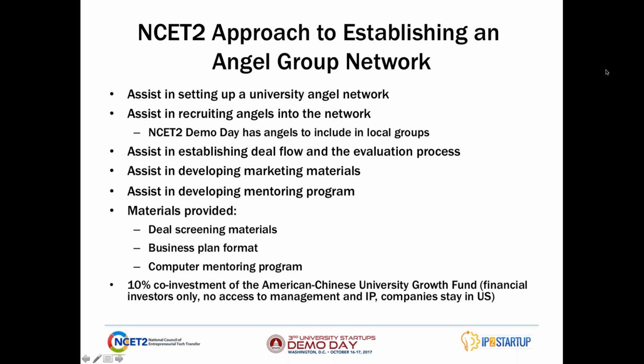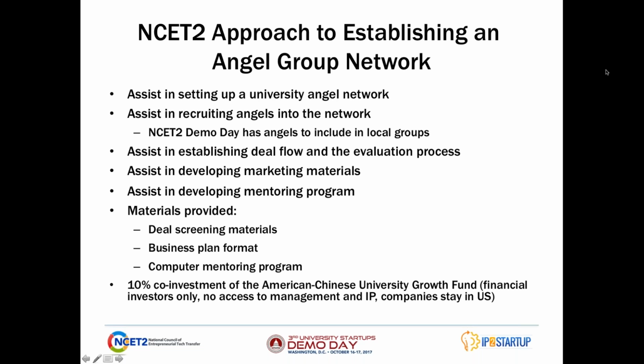Number 3, we assist in establishing the deal flow and the evaluation process. In a typical good angel network, let's say you meet 6 times a year, you may get from 80 to 100 deals, and you have to evaluate them and bring that down to maybe 4 that are going to be presented, or if you're on the 2 deal mode, which I think is too small, you do that. So we help and show you how to evaluate, how to get the deal flow, and those kinds of things.